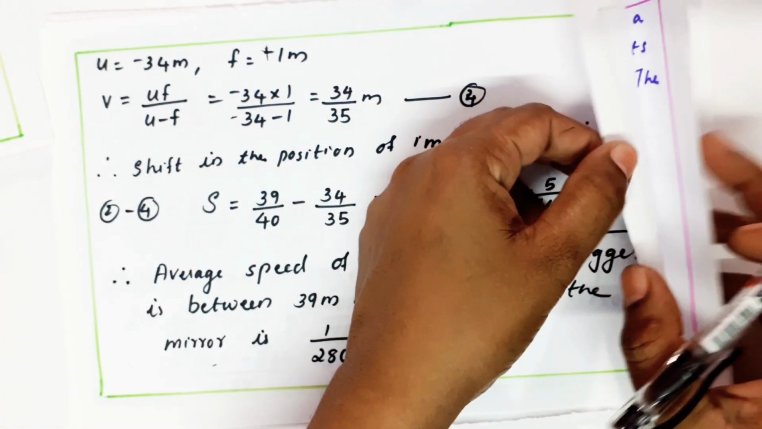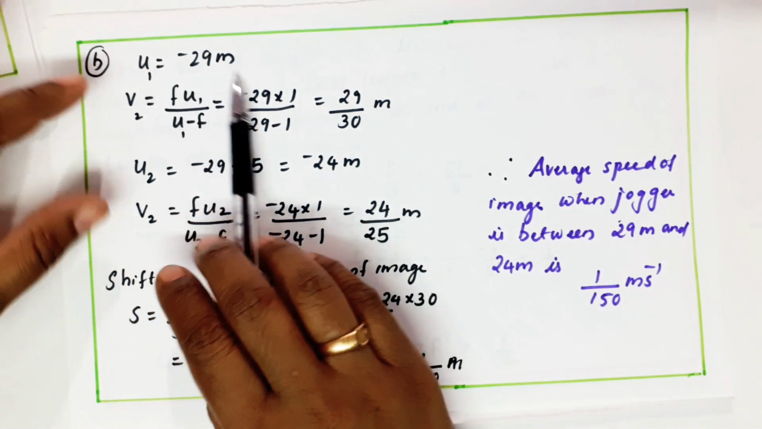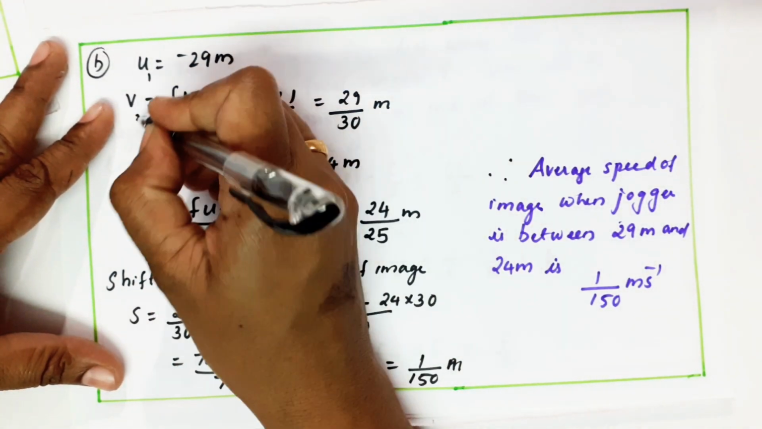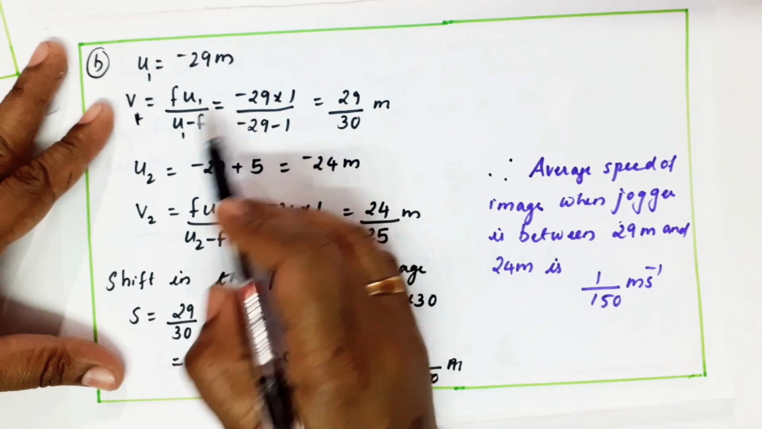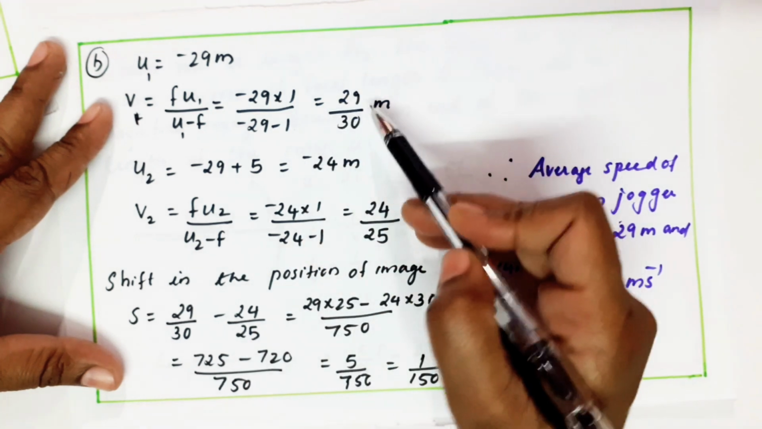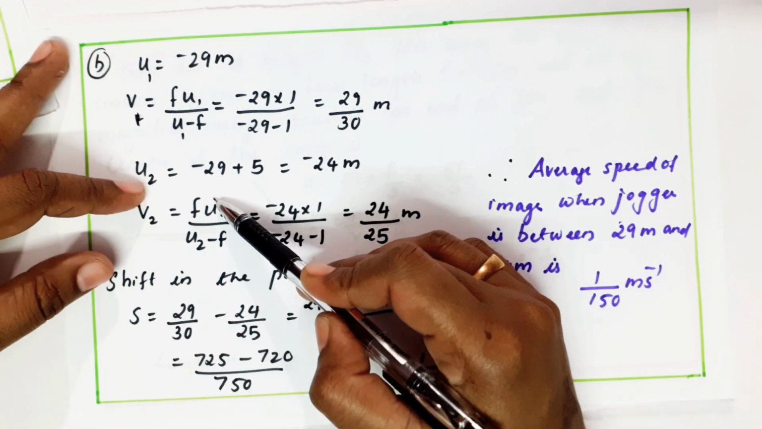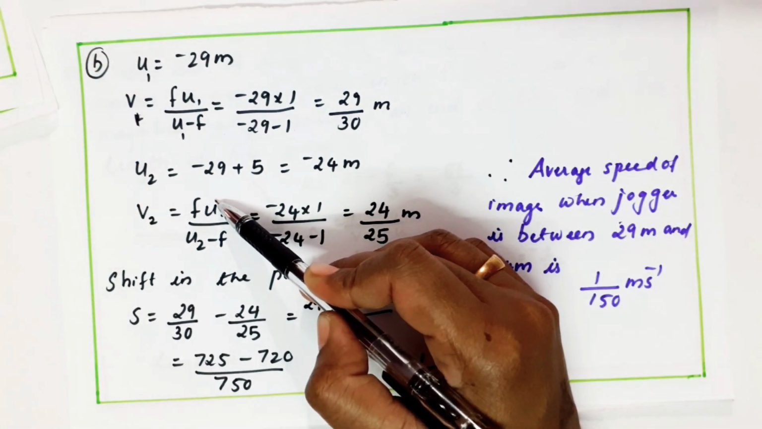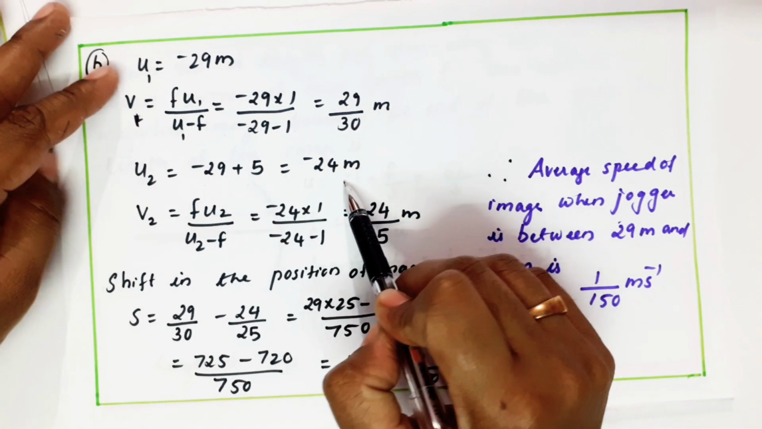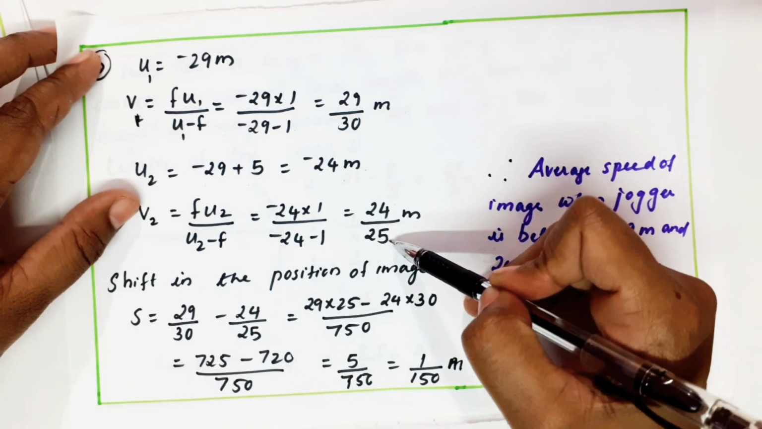Okay. They gave one more distance, which I already solved. In the second case they have given U1 as minus 29 meter. First with U1 you find V1. V1 is equal to FU1 by U1 minus F. Minus 29 into 1 by minus 29 minus 1, that is 29 by 30 meter. Here also, after 1 second it is approaching a distance of 5 meter towards the mirror. So the distance will be minus 29 plus 5, that is minus 24. With this minus 24 again you calculate V2. I got 24 by 25.